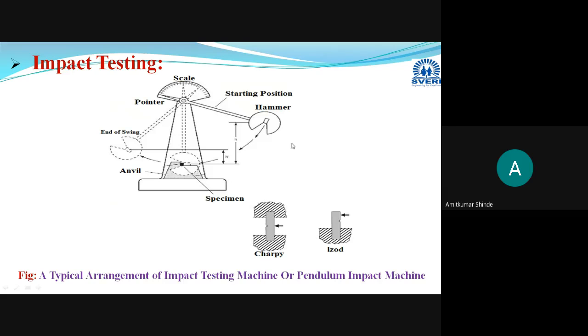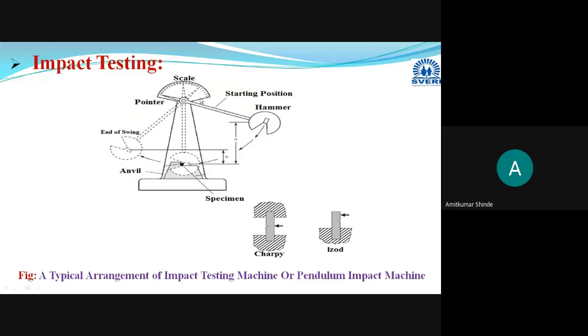By doing these different calculations with the help of the initial position of the hammer and the final position of the hammer, you can calculate the toughness, that is the energy required for fracture of that particular material. And with the help of this scale also we will get the values of the toughness.